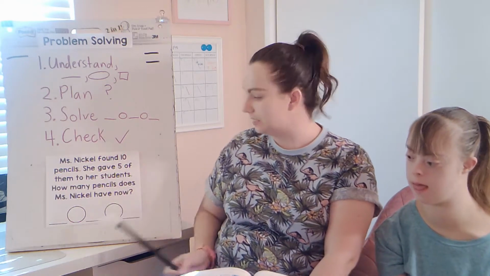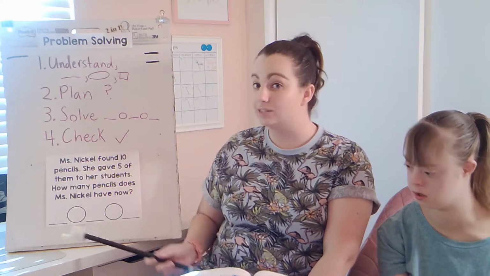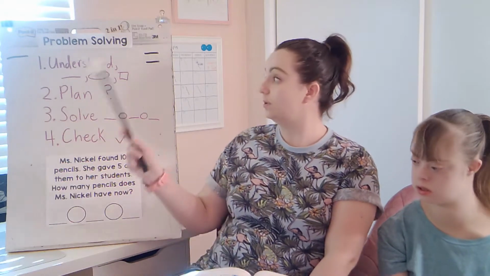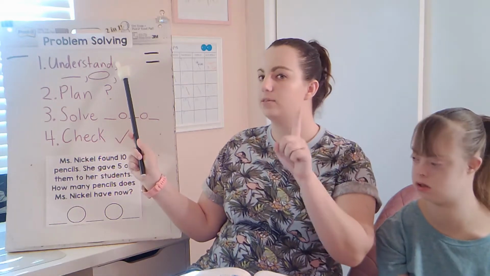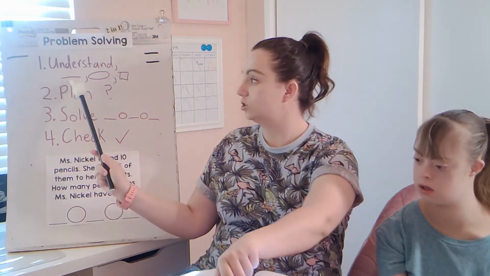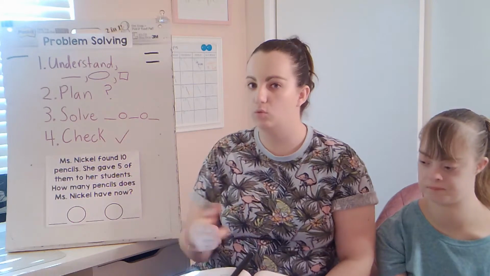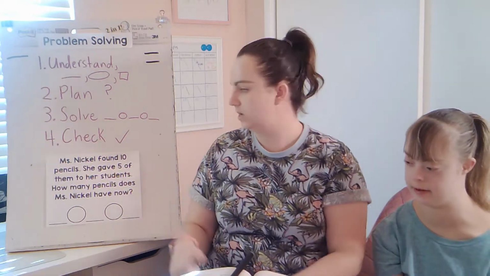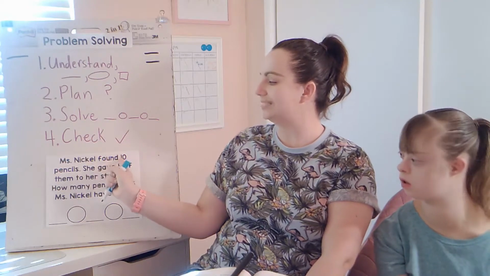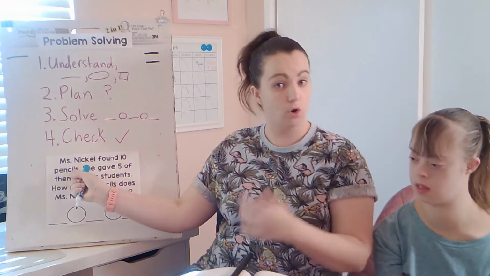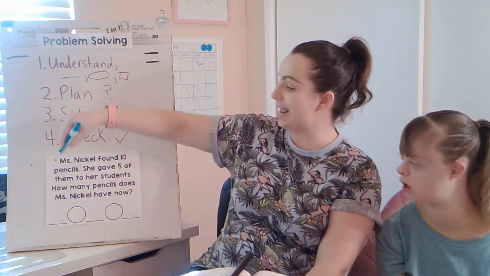Okay, I see that I have a pretty intense story problem here. So I'm going to go over here. Start with step 1. Understand the problem. First, we underline what we know. Okay? The problem says Miss Nickel found 10 pencils. Okay, I know she had 10 pencils.